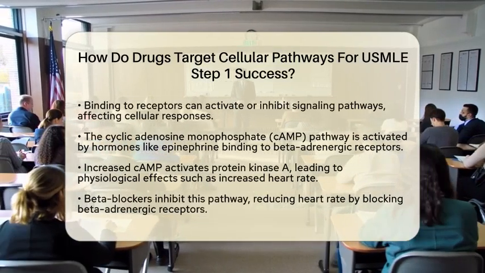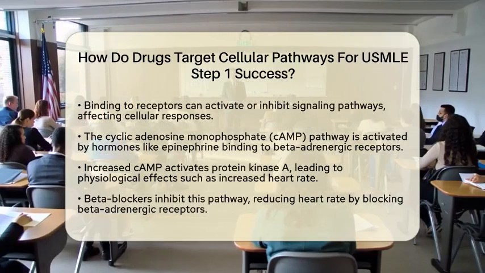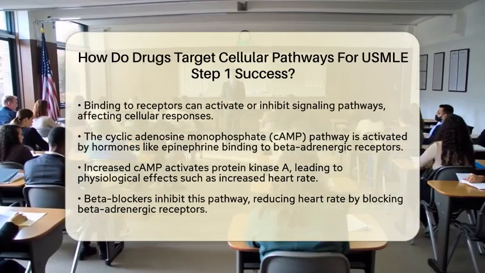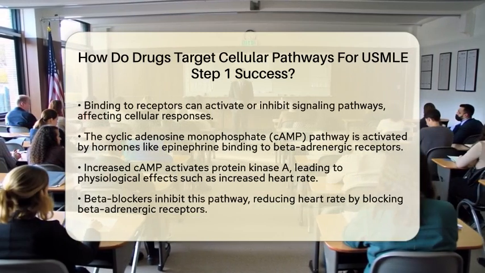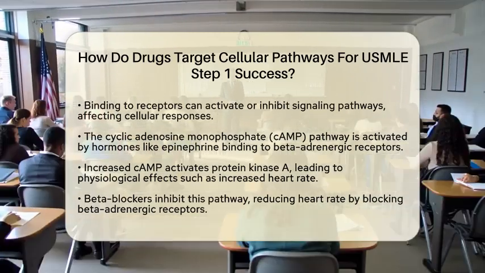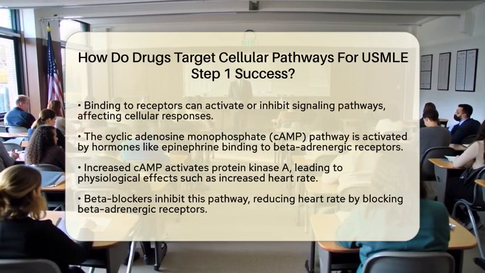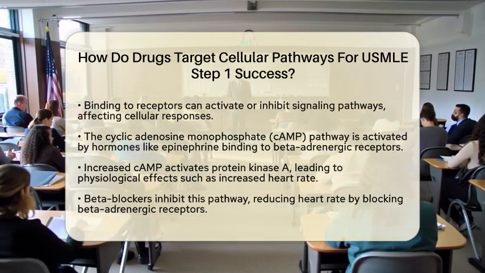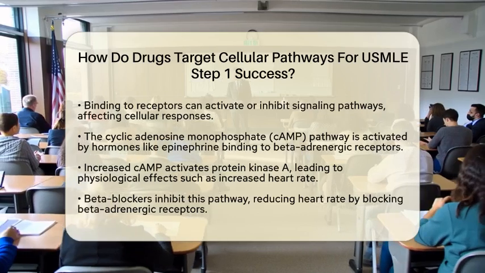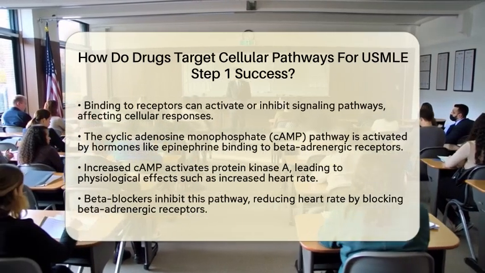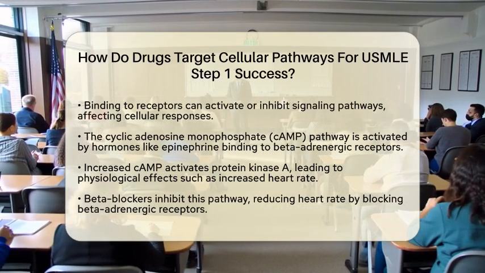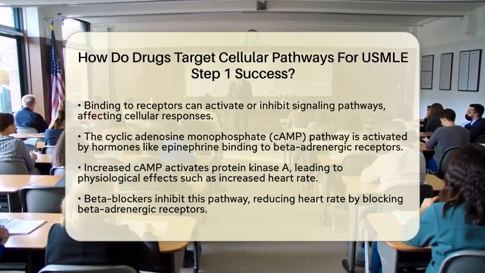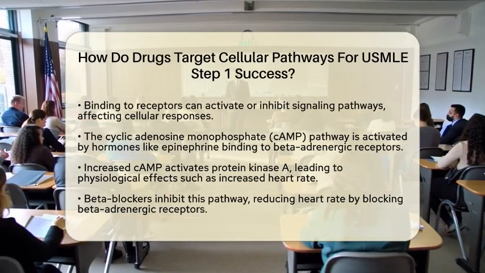For instance, hormones like epinephrine attach to beta-adrenergic receptors, which are a type of G-protein-coupled receptor. This binding activates adenylate cyclase, converting adenosine triphosphate to cyclic adenosine monophosphate. Increased cyclic adenosine monophosphate activates protein kinase A, resulting in physiological effects such as an increased heart rate. Conversely, beta blockers inhibit this pathway by blocking beta-adrenergic receptors, which reduces cyclic adenosine monophosphate production and heart rate.